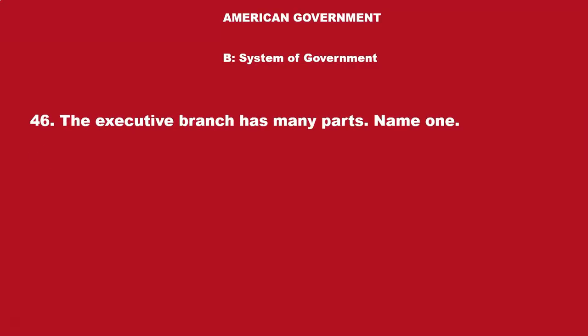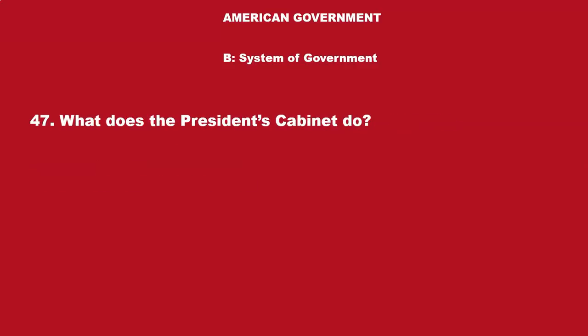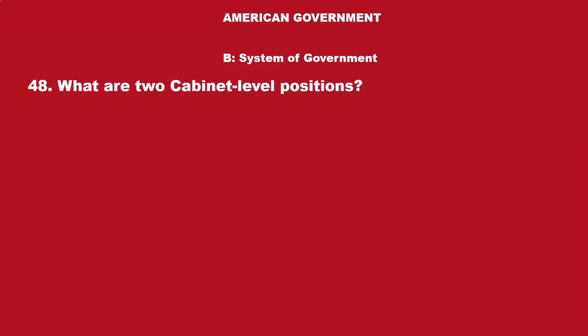The executive branch has many parts. Name one. Cabinet. What does the President's cabinet do? Advises the President of the United States.